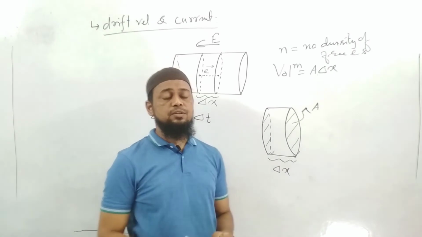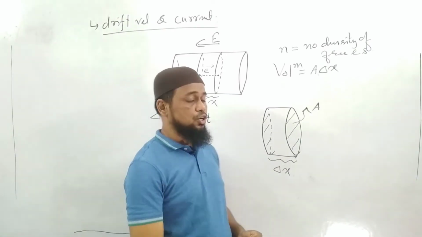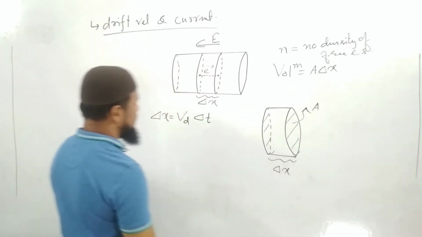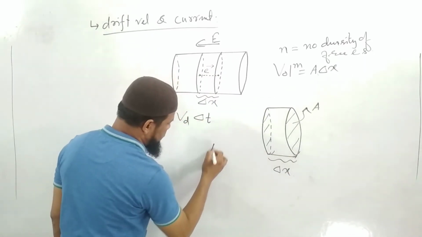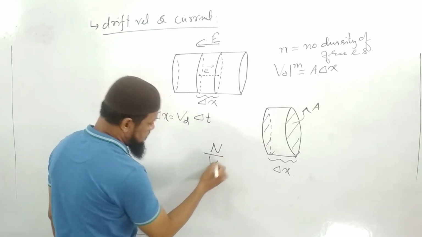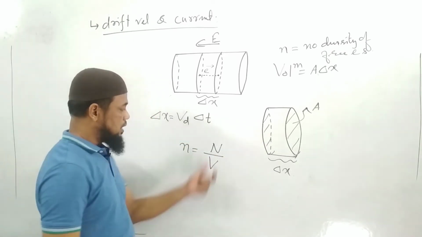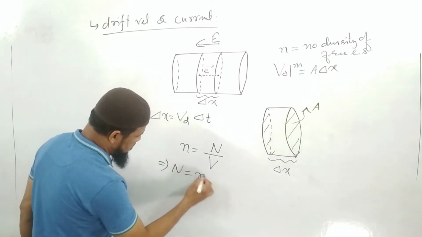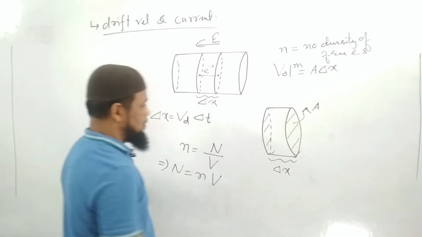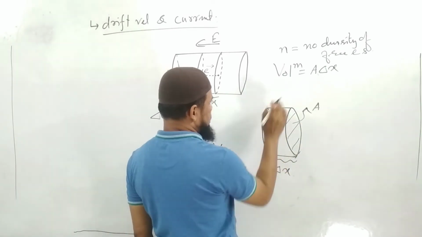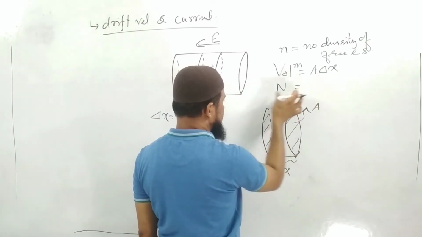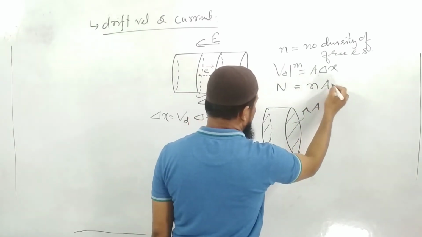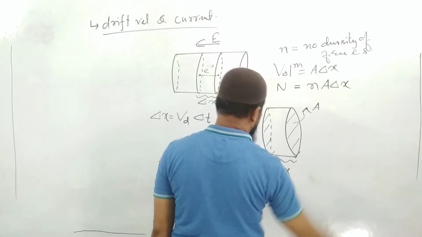Number density of free electrons means number of electrons per unit volume. If suppose in this volume total number of electrons is N and total volume is V, then small n is N divided by V. So obviously what will be the total number of electrons? N into volume. So in this particular region, total number of electrons, if I call it capital N, this will become small n into volume. What is volume? A into delta x.